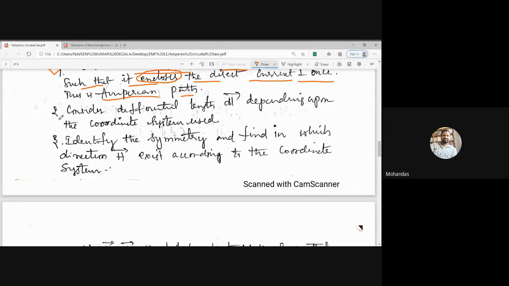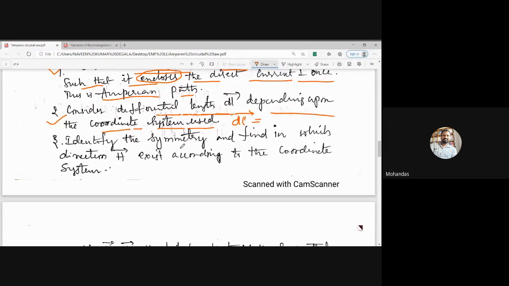What is the second step here? Second step is to consider the differential length dl, depending upon the coordinate system used. Just now we have used the cylindrical coordinate system. In that cylindrical coordinate system, you have to select a dl vector, based on the current distribution.